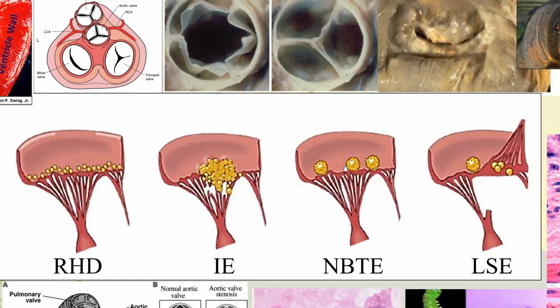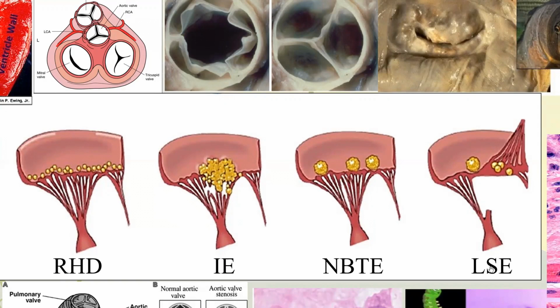Non-bacterial thrombotic endocarditis can occur in conditions such as severe cachexia or malignancy, or it can be disseminated intravascular coagulation. It is also called marantic endocarditis. The vegetations are about 1 to 5 millimeters and they are separate from each other, found on one side of the valve leaflet. So that will be NBTE.